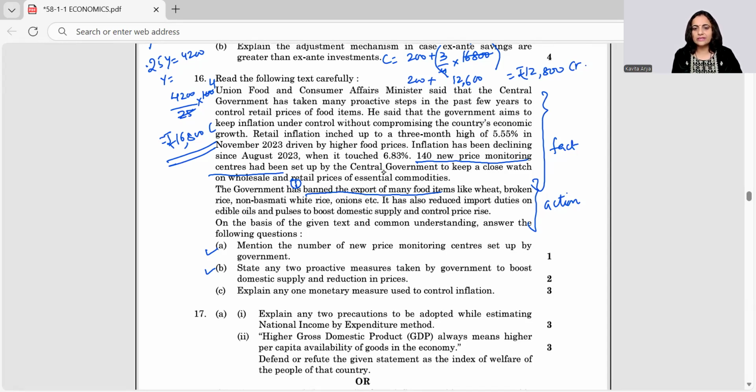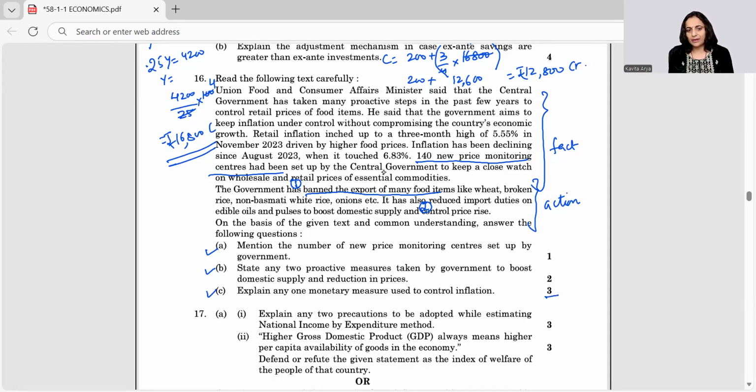And second is reduced import duties, right? So it means the prices would be controlled by these two. Okay. And then they say, explain any one monetary measure to control the inflation.